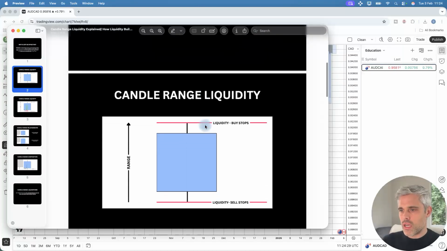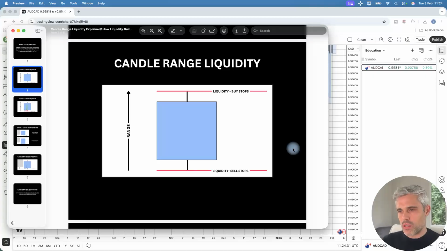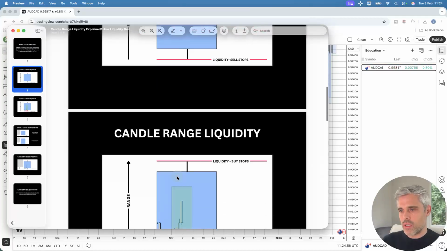Now, to visualize this, previously we looked at the highs and lows of candles. So this is the entire candle range. What we have essentially is liquidity building in the form of sell stops at the low of candles, and we have buy stops building at the high of the candle. So this is where the liquidity points from an external range perspective start to build. And this is why CRT is so effective.